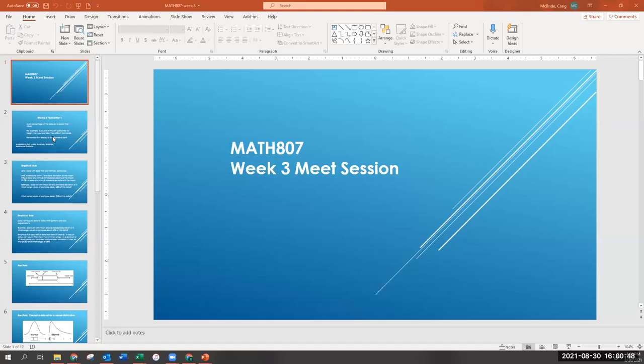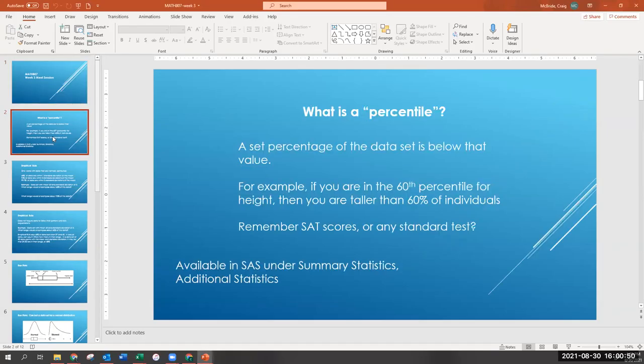Okay, so let's jump into week three. Last week we did basically measures of center and measures of spread, and we touched a little bit on what are called measures of relative standing. And that's really kind of the meat and potatoes this week. They're just more ways of describing your data.